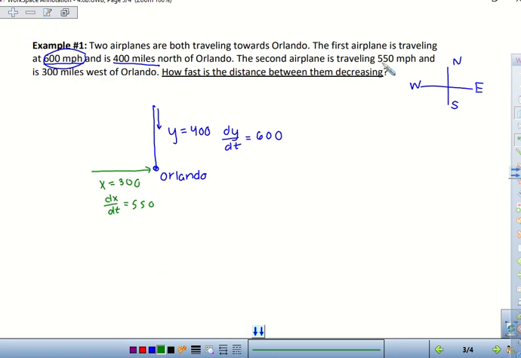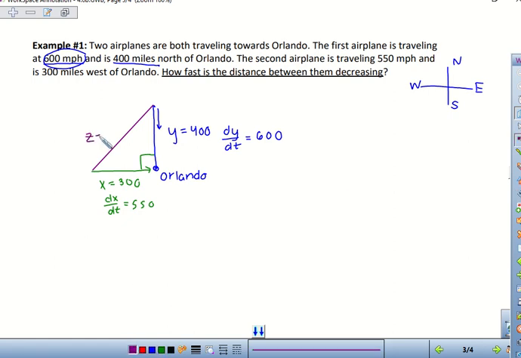And then it says how fast is the distance between them decreasing. So if you know about a compass, it's like a coordinate plane. These are right angles. Okay, so this is a right angle. That's important because now we're talking about the distance between the planes, how fast it is decreasing. So of course, if the planes are moving closer and closer, what's happening to that hypotenuse? It's shrinking.